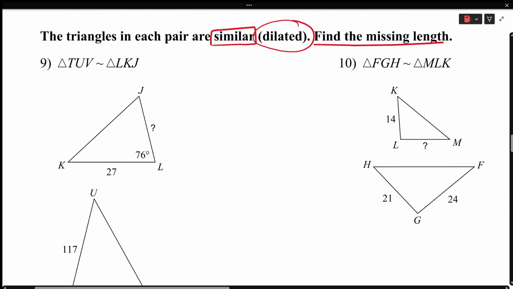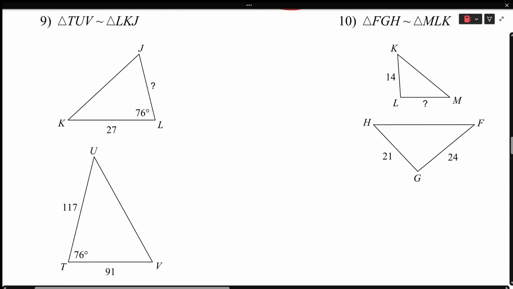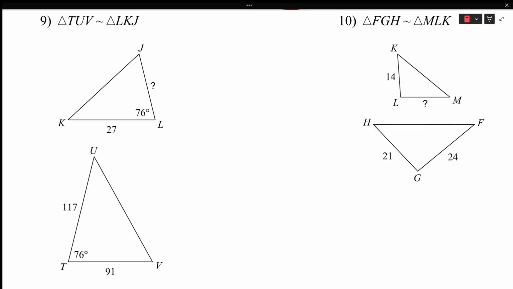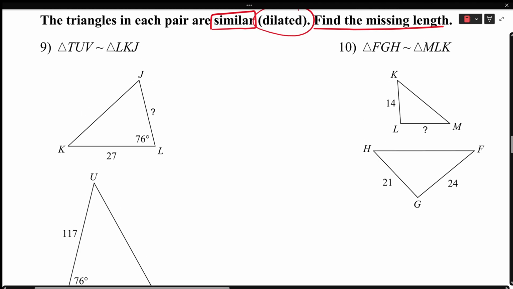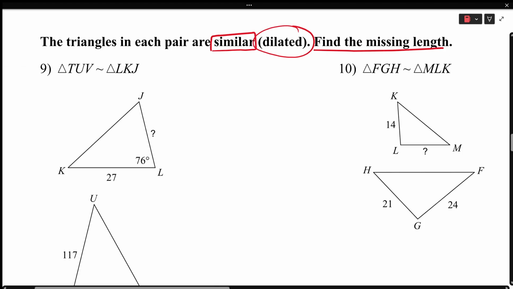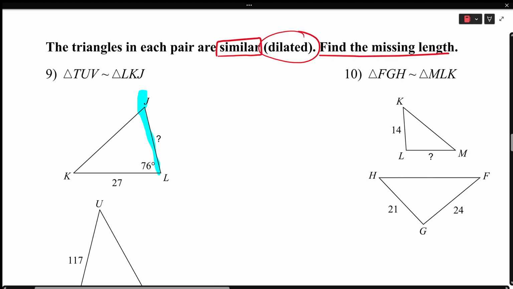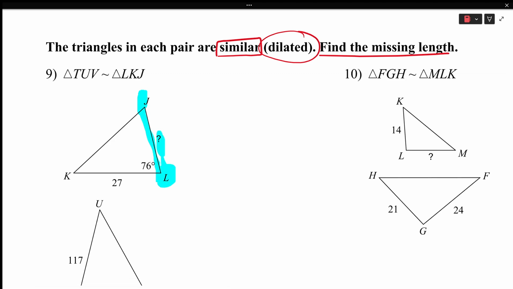So I'm going to do number 9. You're going to try number 10. And I'm going to give you this whole very detailed step-by-step solution. It doesn't have to be complicated. But I just really want to make sure that I'm very clear with my steps so that you don't get lost. Okay. So I'm trying to figure out what is the measure, what is JL, right? I don't know what JL is. There's a question mark here.